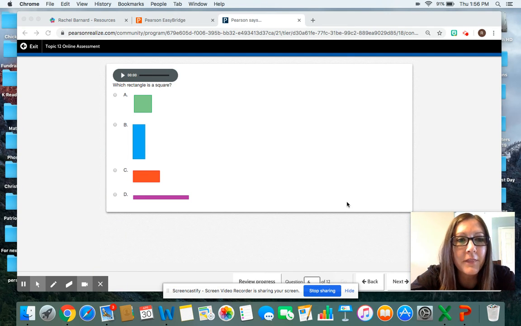So take a look at this question. It says, which rectangle is a square? Well, look at all four of those shapes. All four of those shapes are rectangles, but there is one that is also a square. Which one is it? Can you point to it or say the letter out loud? If you said A, you got it right.